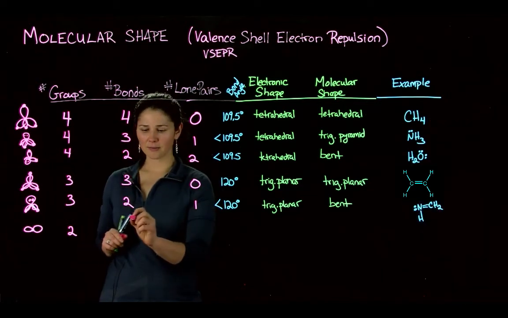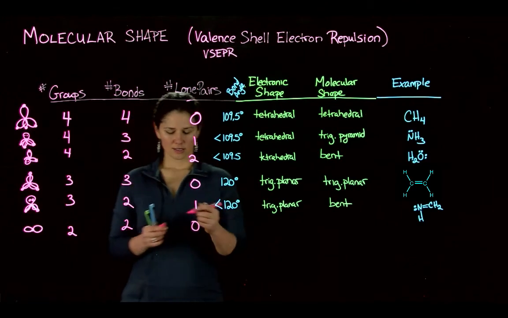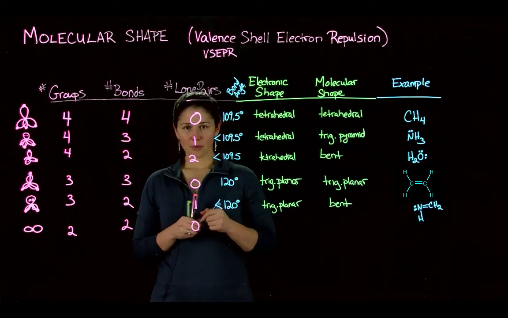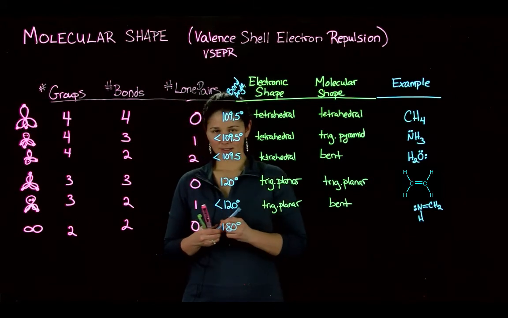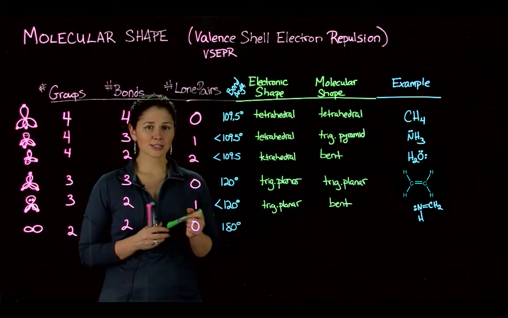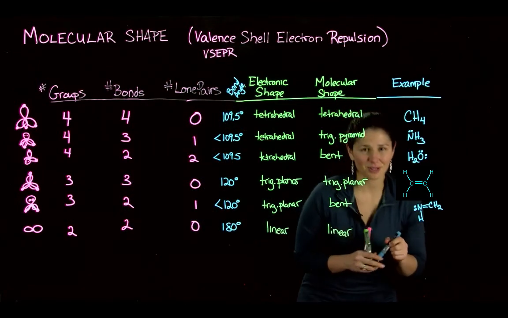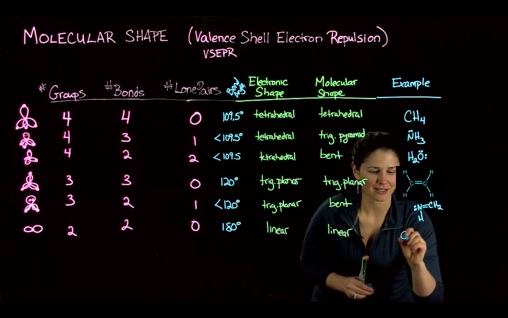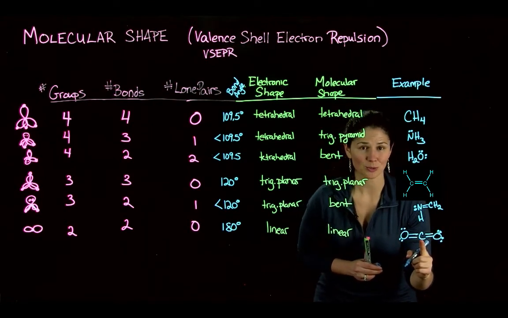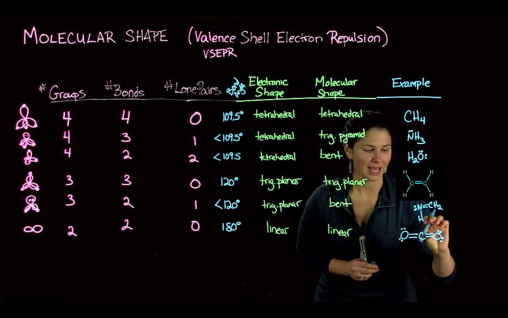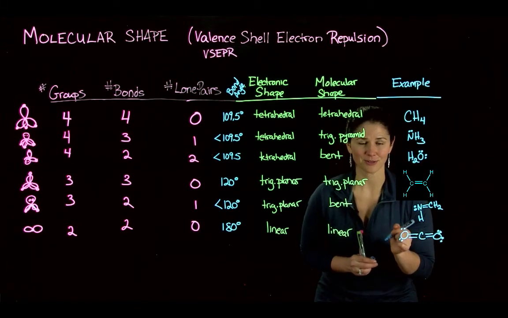And I'm only going to talk about the situation where both of these things are bonds. The bond angle in a linear molecule is 180 degrees. The electronic geometry is linear, and so is the molecular geometry. An example of this would be carbon dioxide. The atom in the center has 2 groups around it. It has this group, and they will be 180 degrees apart from each other.